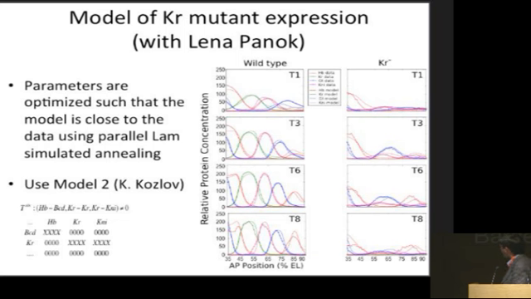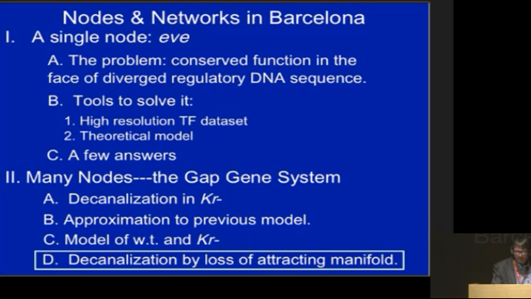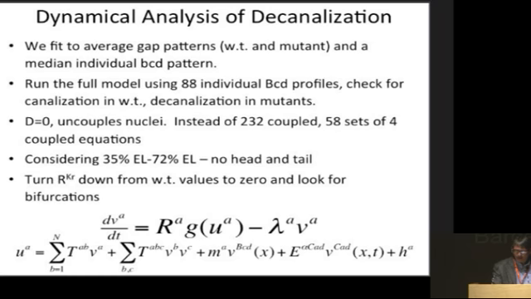Okay, you can see the model is these smooth lines, the jaggedy lines are the data. And the 3 non-zero higher order interactions are hunchback bicoid, Kruppel, and Kruppel-Knirps. And finally, how is it that things get decanalized? So in order to do a dynamical analysis, we fit the average patterns of the gap genes to data using a single individual bicoid pattern.